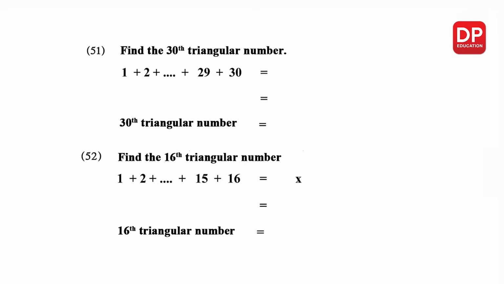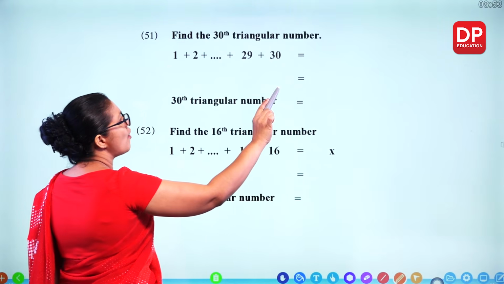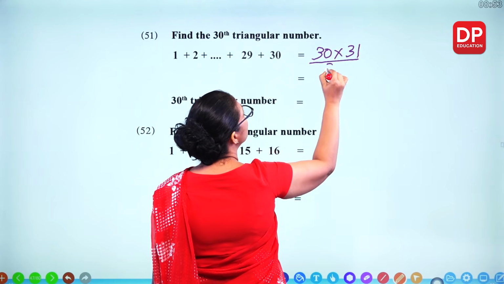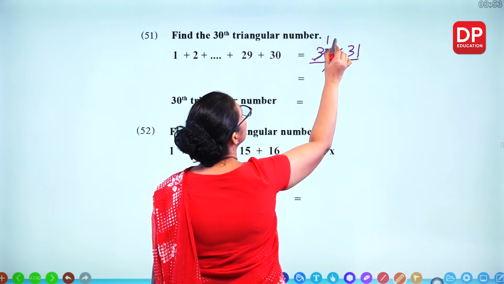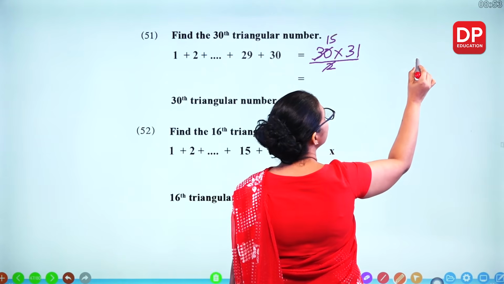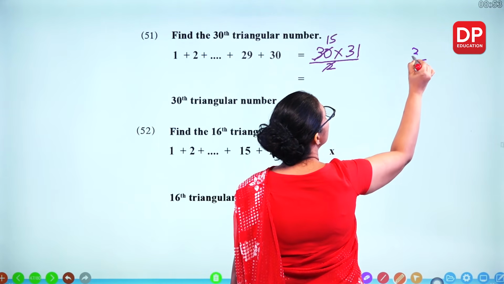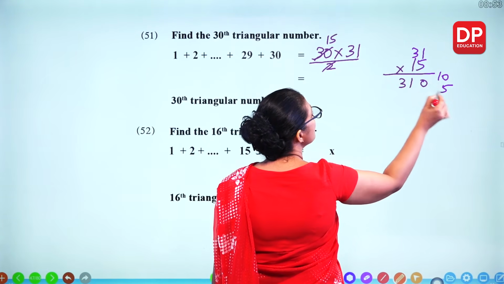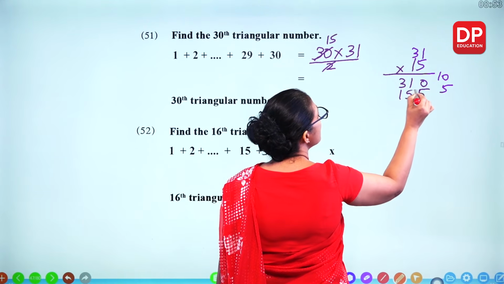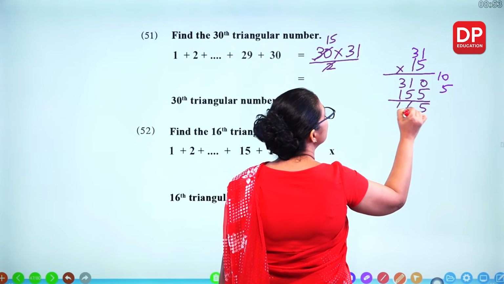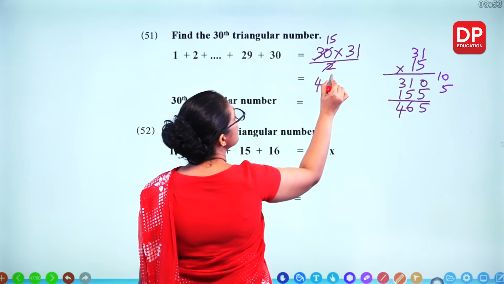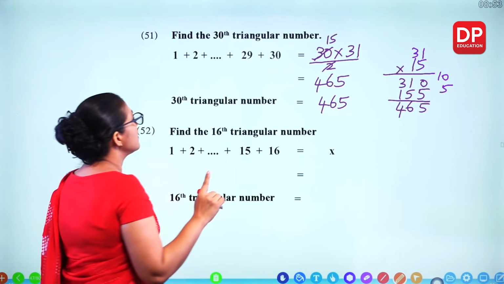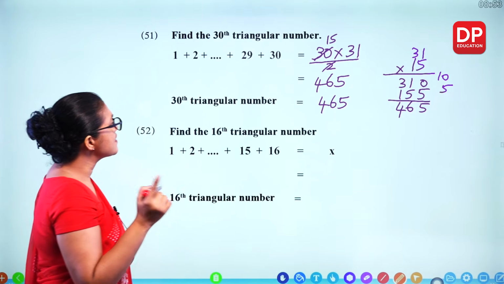Find the 30th triangular number. That means 1 to 30 counting numbers addition. That's 30 into 31 over 2. So 15 times 31. Multiplication, 10 and 5. 5 times 1, 5. 5 times 3, 15. 465 is the 30th triangular number.